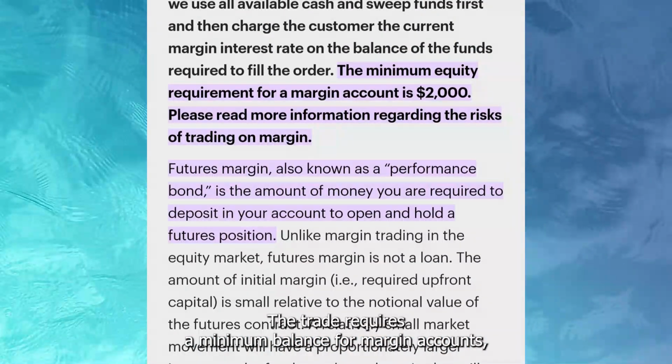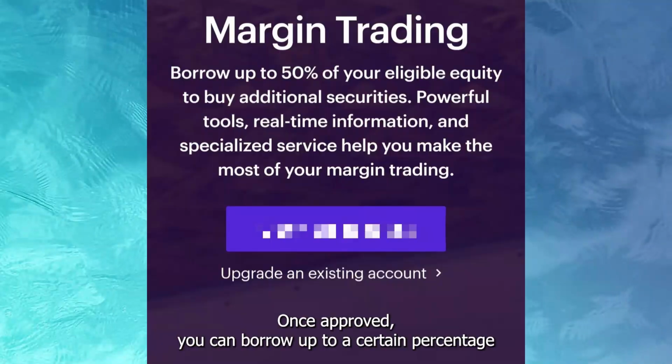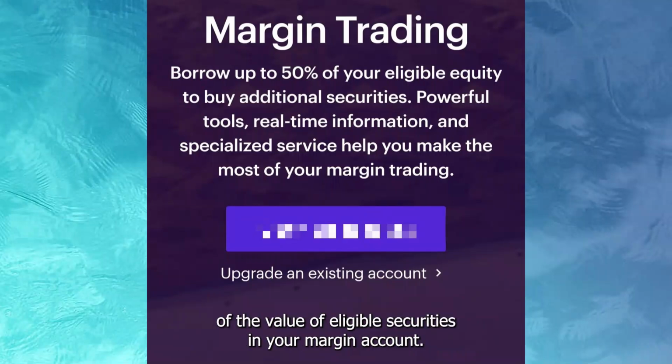Etrade requires a minimum balance for margin accounts, typically $2,000 for standard accounts. Different securities have different margin requirements. Once approved, you can borrow up to a certain percentage of the value of eligible securities in your margin account.